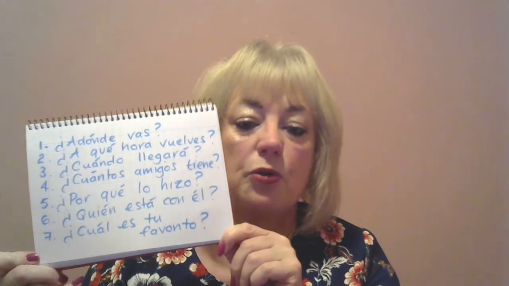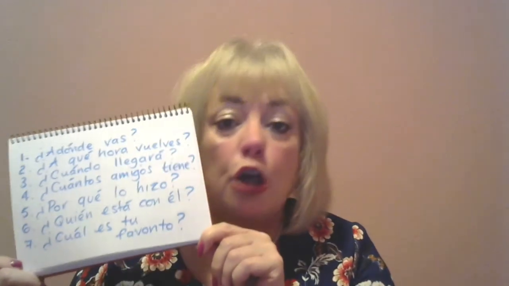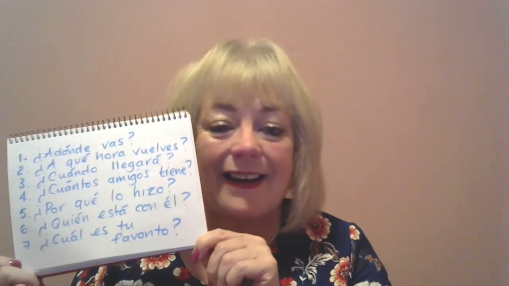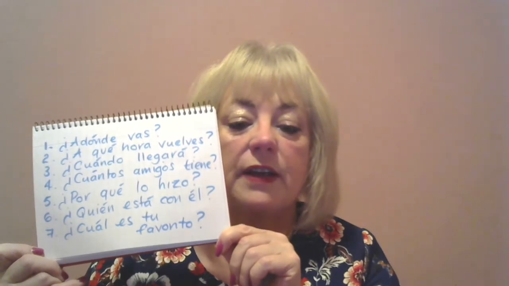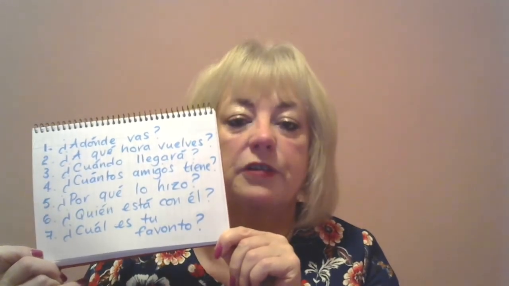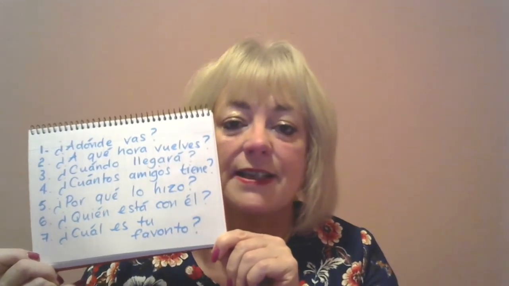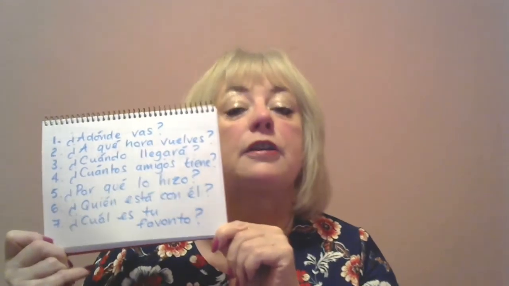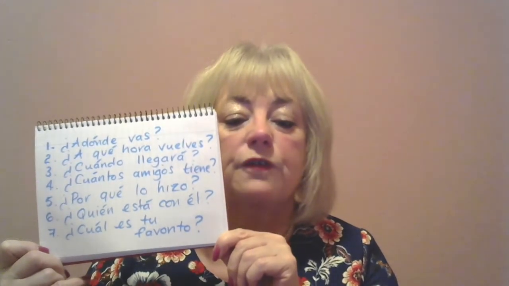Número 6, who is with him? ¿Quién está con él? Who is with him? Location, because you're talking about where people are. That's why it says estar. Y número 7, which is your favorite? ¿Cuál es tu favorito? And that is es, not está, because it's a characteristic. Going back now to the ser and estar, if it's your favorite, it's a characteristic. ¿Cuál es tu favorito?